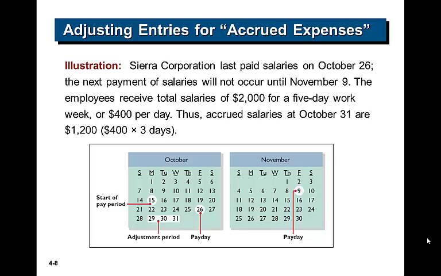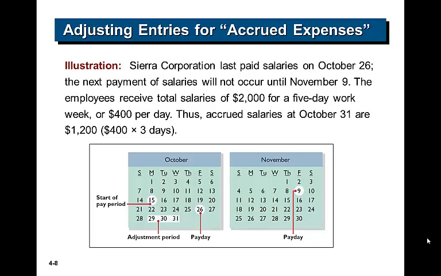Another common example of accrued expenses is salaries and wages. Let's look at an example for Sierra. Sierra Corporation last paid salaries on October 26th. The next payment of salaries will not occur until November the 9th. The employees received total salaries of $2,000 for a 5-day work week, or $400 per day.